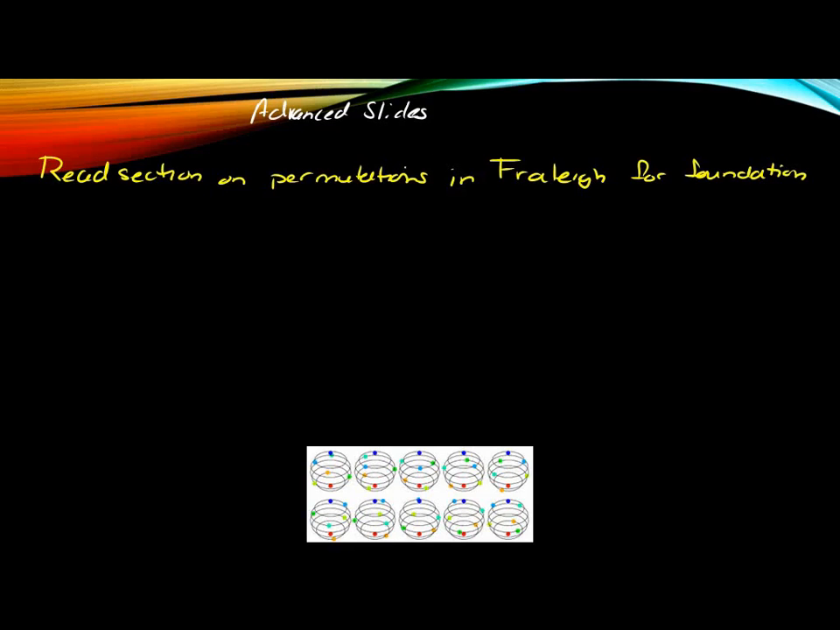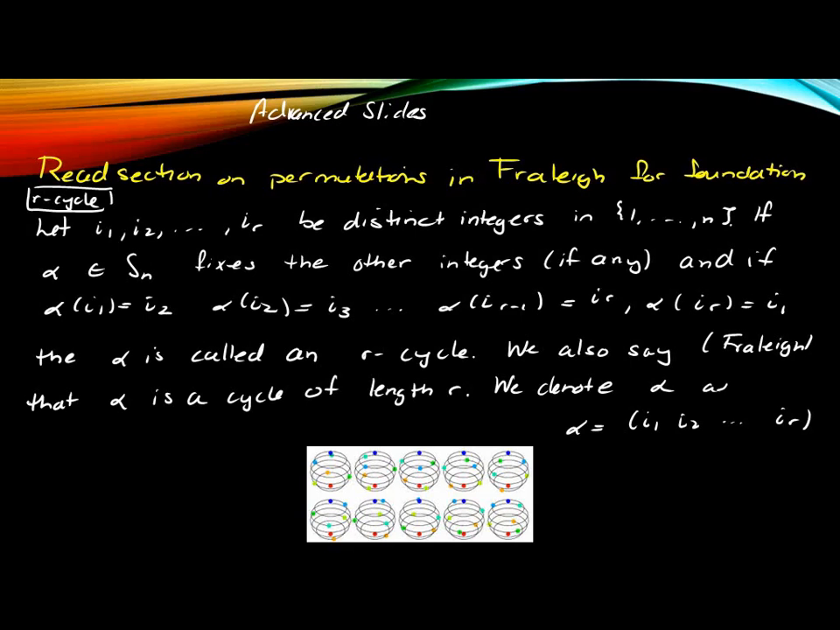So this is the advanced stuff. This is on permutations. I would read Fraleigh just to give yourself some background, because I'm not using Fraleigh. I'm going to a different book. But the section on permutations in Fraleigh gives you a basic understanding, and if you already had permutations, it's probably just review anyway. So you could probably read it and you'd be fine.